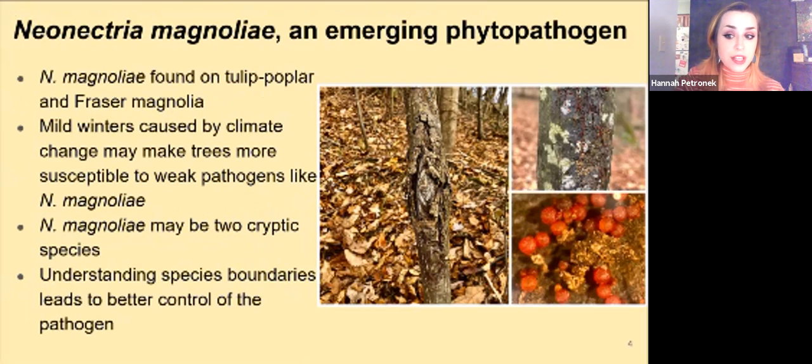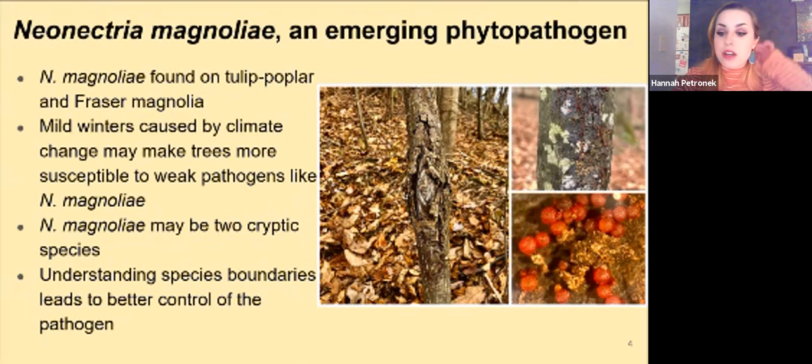In Stodder's survey, he came across Neonectria magnoliae in Fernow Experimental Forest and Snake Hill. Neonectria magnoliae is a weak plant pathogen found on both Fraser magnolia and tulip-poplar. Like the fungal pathogen in beech bark disease, along with other nectriaceous fungi, Neonectria magnoliae produces bright red fruiting bodies, known as perithecia, which can be seen in the two rightmost images.